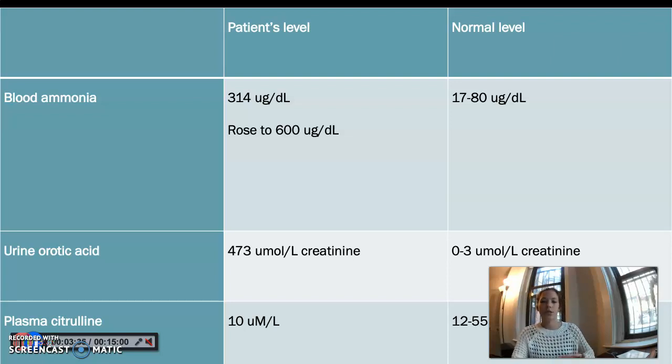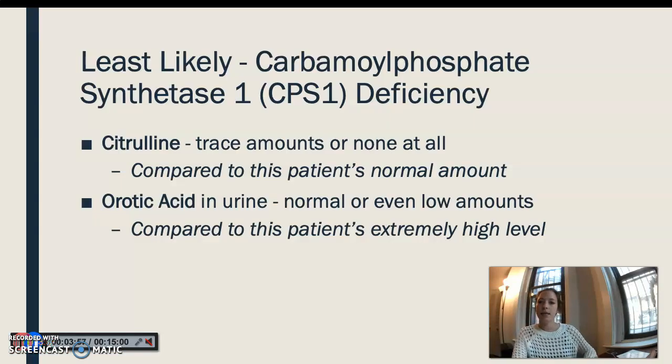So we know that a deficiency in any of these enzymes would cause the increase in ammonia levels. So we're not going to focus on the ammonia levels because any deficiency would cause that increase. We're going to focus on the abnormal orotic acid level and then also the normal citrulline level. So this patient is least likely to have the deficiency in carbamoyl phosphate synthetase 1, or CPS1.